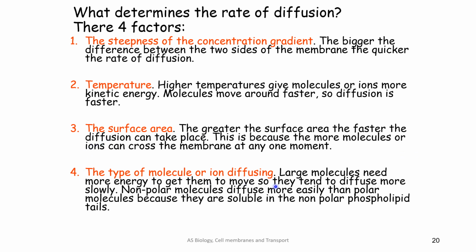And the fourth one is the type of molecule or the ion diffusing. So large molecules, anything that is large, is going to require more energy. So large molecules will need more energy to move, so they can diffuse more slowly. Also, molecules with no charge, so nonpolar molecules with no positive or negative charge, tend to diffuse more easily than polar molecules. And this says it's because they are soluble in the nonpolar phospholipid tails. So they can just sneak through much more easily.